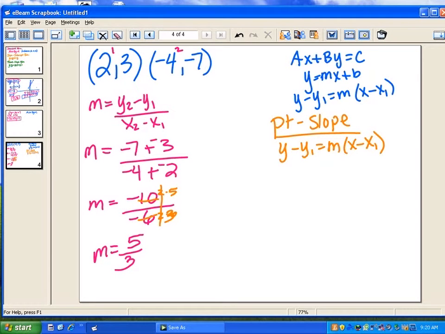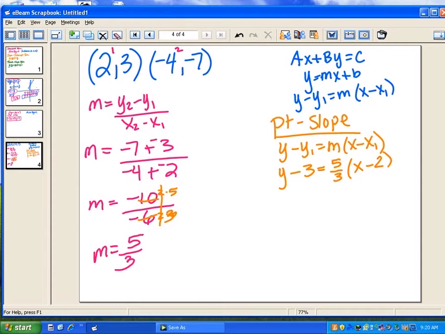So I'm going to choose my point 1, and I'm going to say y minus, and what am I supposed to put in? Hunter? Supposed to put in 3. The 3 equals, and my slope is 5/3, x minus, Hunter? 2. That's one of the equations of this line. But what's my other one?